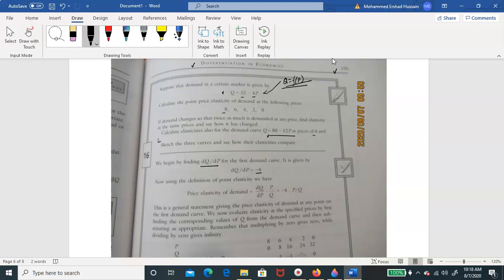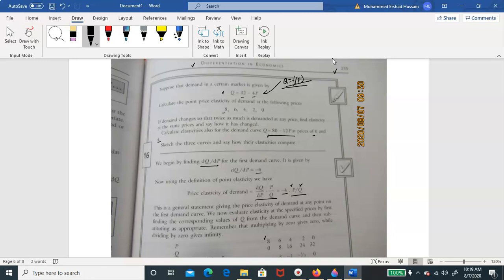Now, using the definition of point elasticity, we already solved for the first fraction: dq over dp is minus 4. All we have to do now is substitute p and q in this equation and get the results that we want. Now they are saying that when p is 8, q is 0. How do they get it?